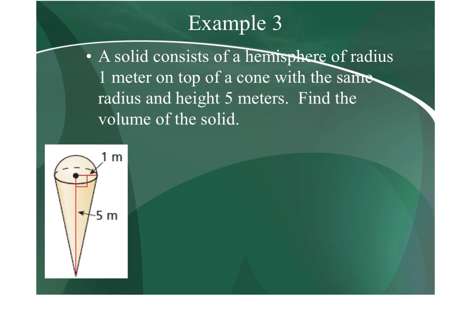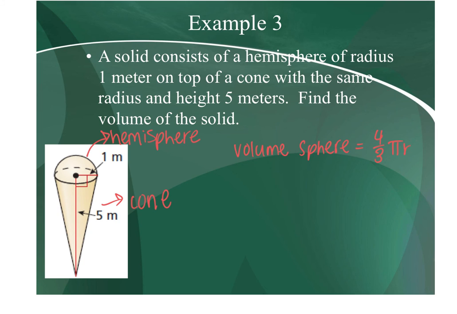Okay, example 3. A solid consists of a hemisphere of radius 1 meter on top of a cone with the same radius and height 5 meters. Find the volume of the solid, okay? So this is a composite solid, right? Because it's 2 shapes. What's one of the shapes? A cone, okay? So we have a cone down here. And the other shape? Hemisphere. Okay, so remember the volume for a sphere was what? It was 4/3 pi r cubed.